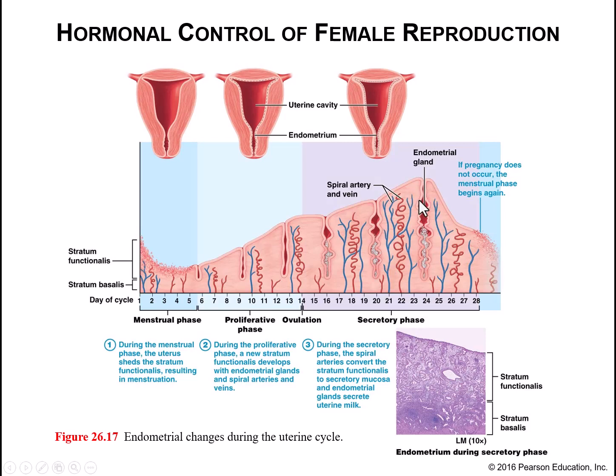And once it does that, it will start secreting HCG and maintain the progesterone. If that happens, then we maintain this uterine lining. But if pregnancy does not occur and there's no HCG to maintain that corpus luteum, it degrades to corpus albicans, and menses starts again, and we start the cycle over. So there are 3 phases to our uterine cycle: the menstrual phase, the proliferative phase, and the secretory phase.